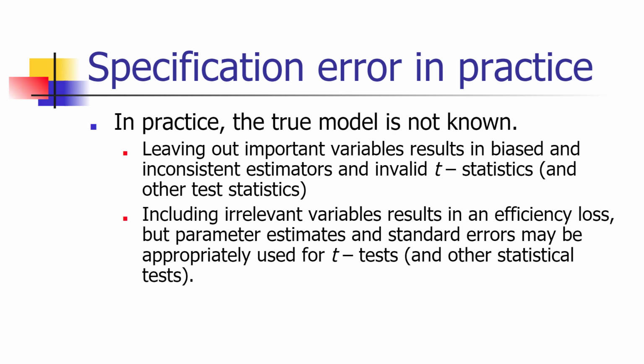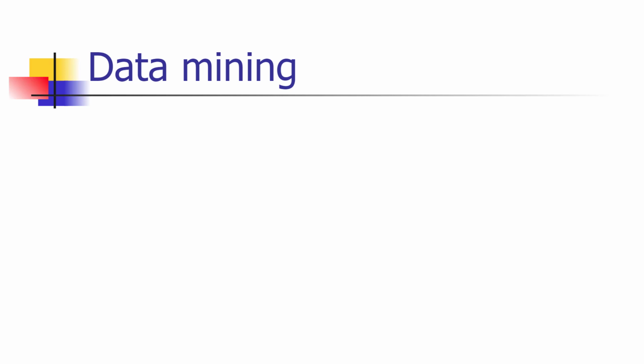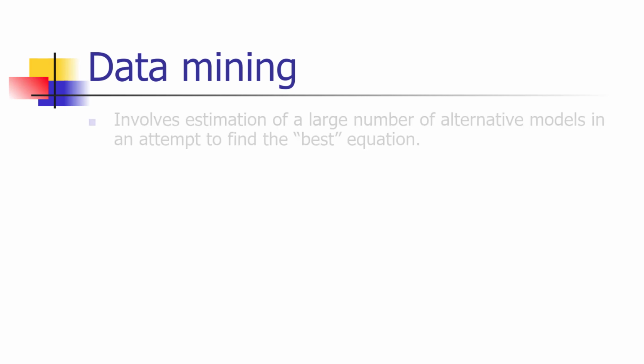So when making this choice, it's probably much better to err on the side of including variables that may be irrelevant rather than leaving out variables that may be relevant. One practice that's becoming increasingly common is a practice of data mining.